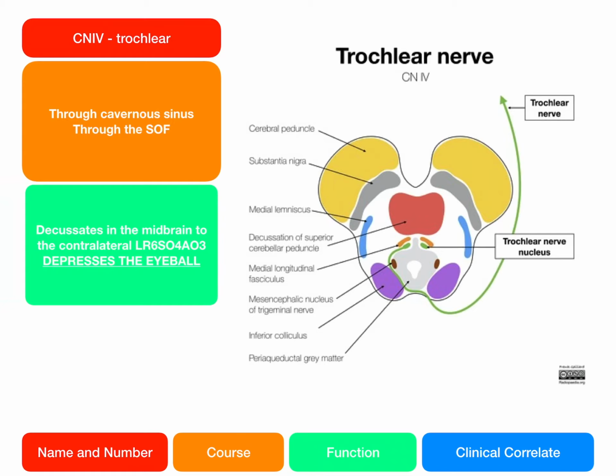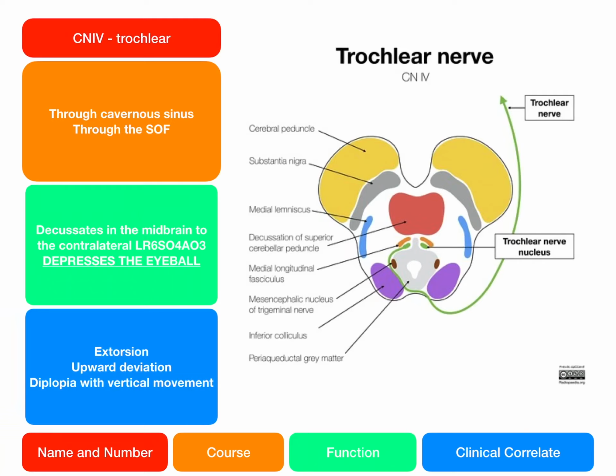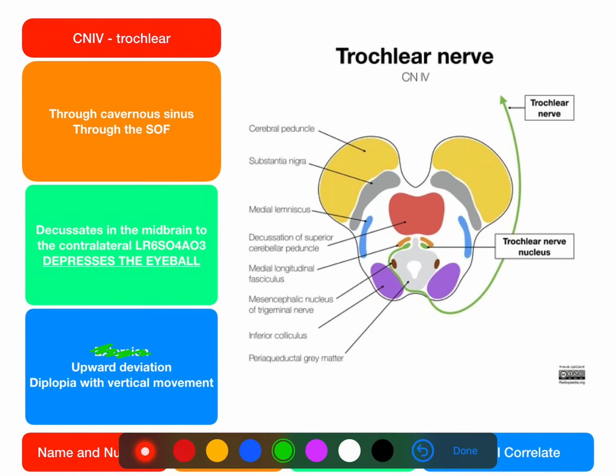Okay, part of that down and out, depresses the eyeball. It makes you look down. So everyone look down at your desk now, and you've just turned your trochlear nerves on. So, extorsion. If it doesn't work, and you get extorsion, which is a twisty thing, you also get upward deviation. But this is the most important thing, so don't worry so much about that. Upward deviation is what you get, right?